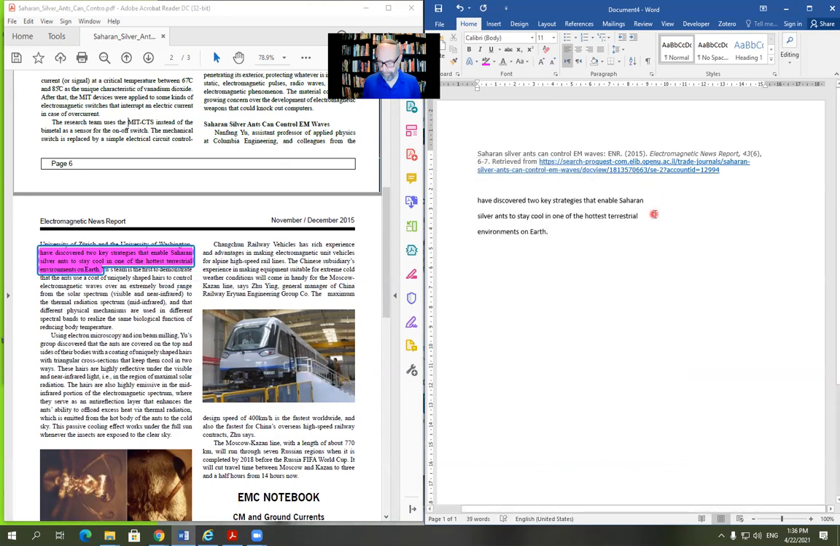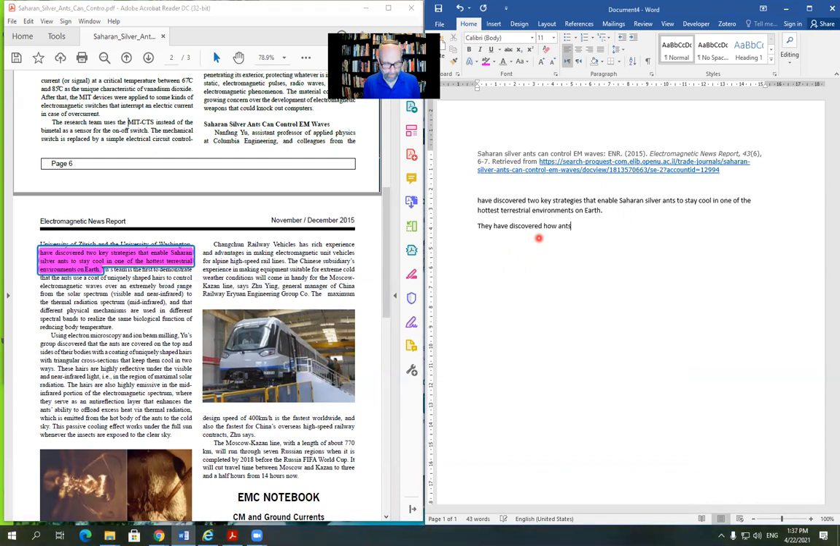Okay. I like cleaning it up, but you really don't have to do this. And what this tells us is they have discovered how ants stay cool in a very hot place. Okay. I've now taken notes on my reading. I no longer need this quote because I already have the notes on it. I'm not going to read the whole thing. I can read it more efficiently, more quickly by reading my own notes on it.